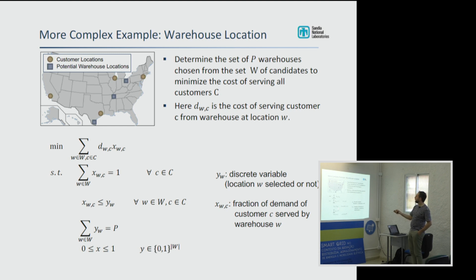Here in the following, d_wc is the cost of serving the consumer c from the warehouse at location w.